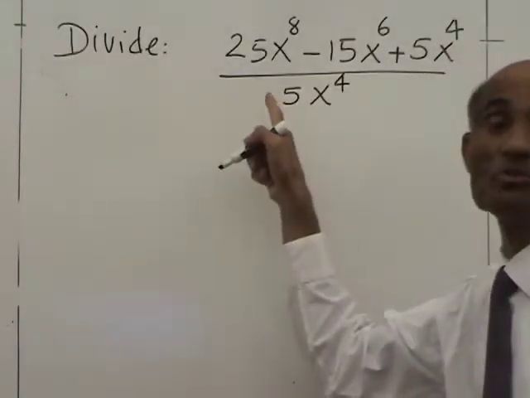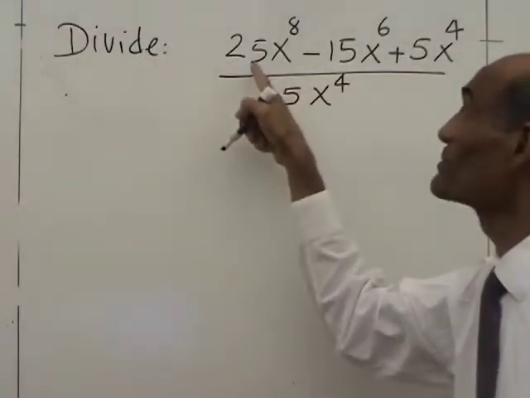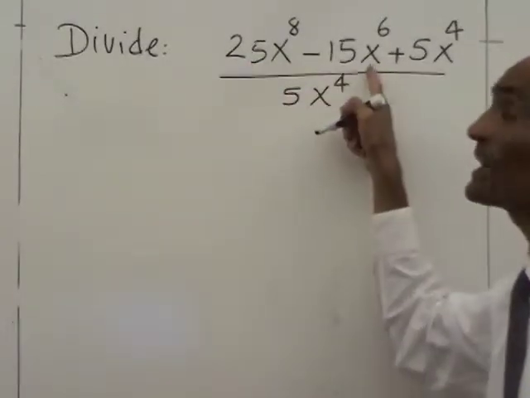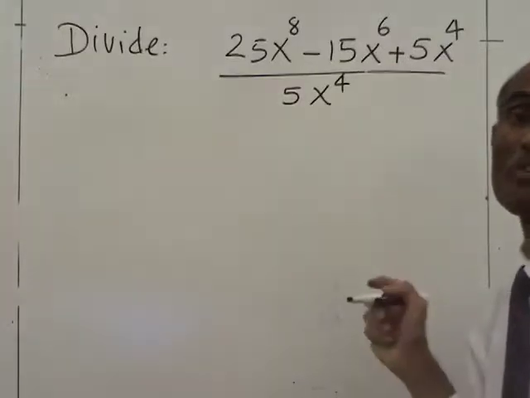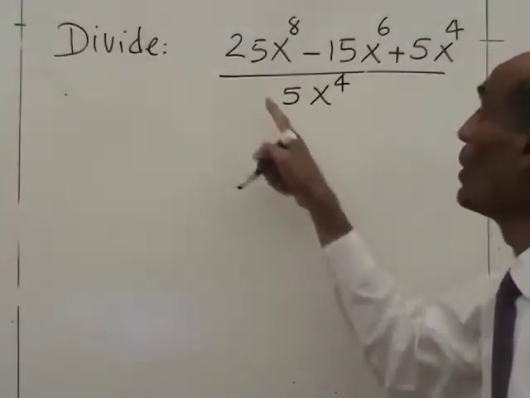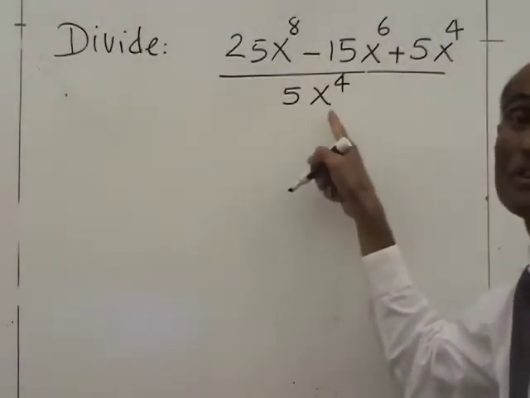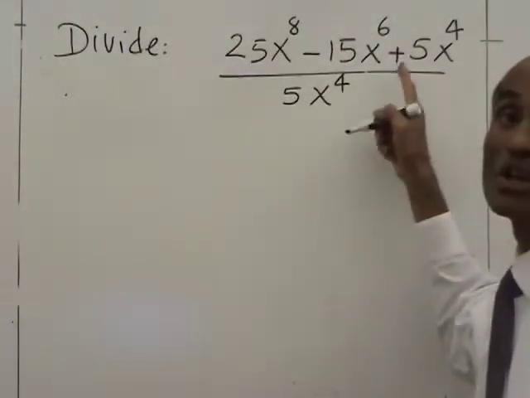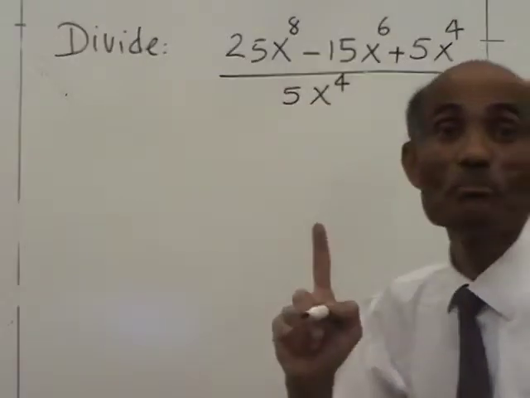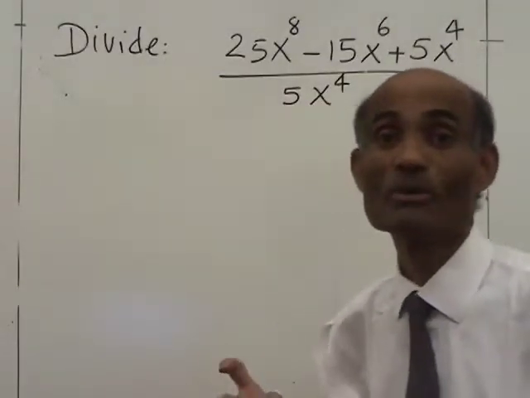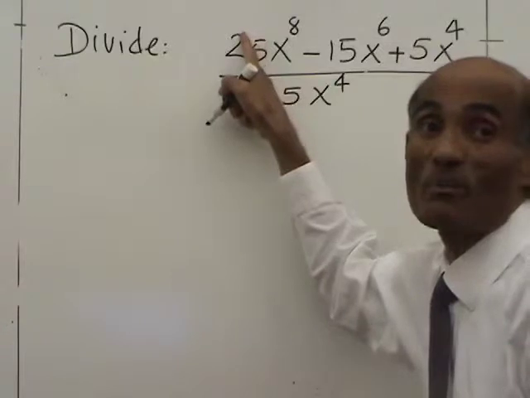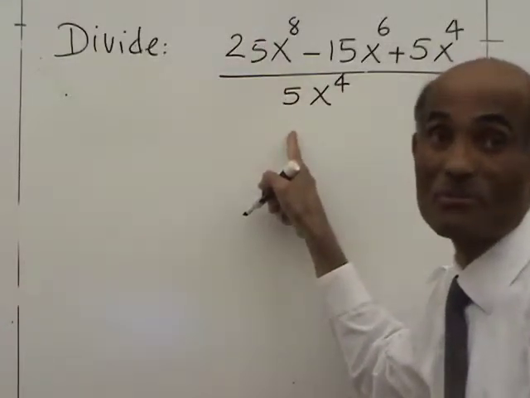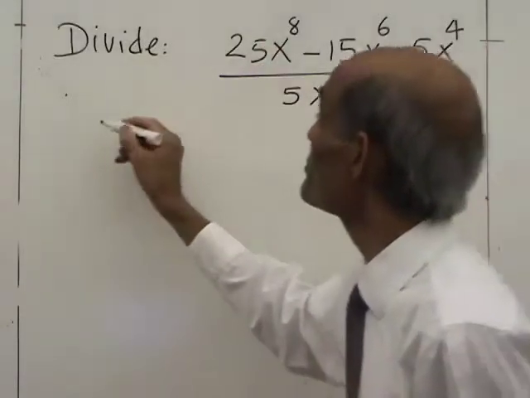Can you now do this division? Divide 25x to the power of 8 minus 15x to the power of 6 plus 5x to the power of 4, all over 5x to the power of 4. A polynomial is divided by a monomial. What do you do? You take each term on the numerator and divide it by the denominator. That's the method. So we take each term.